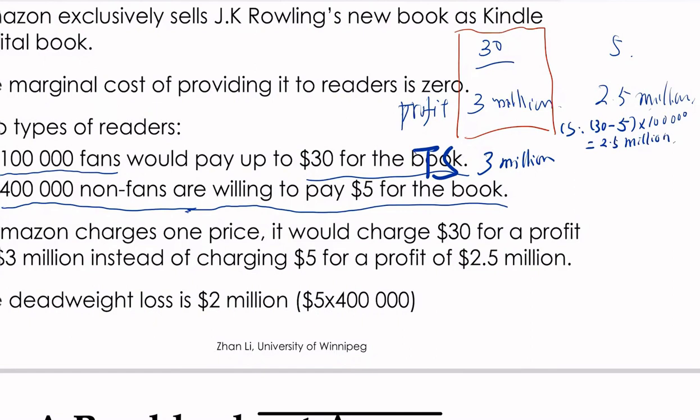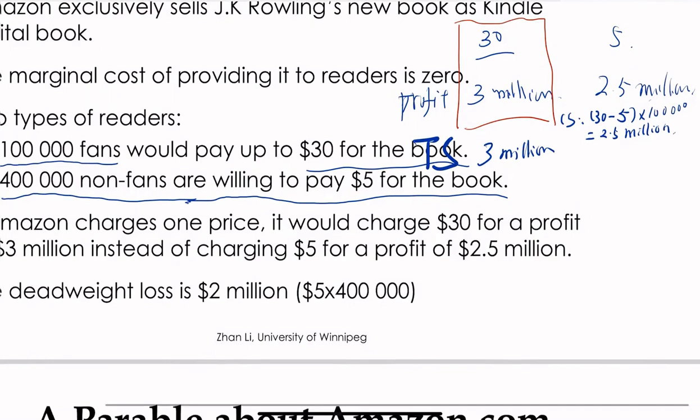Now, what is the total surplus? A profit of 2.5 plus a consumer surplus of 2.5 gives us 5 million. Now you can see that there is deadweight loss, right? Compared with setting a price of 5, setting a price of 30 only generates a total surplus of 3.